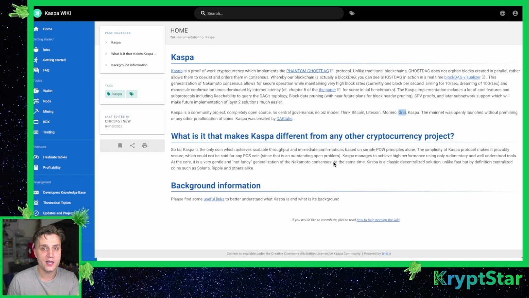Which basically they're saying that other POS coins could be taken over by a crap ton of ASIC miners that team together and decide to fork Bitcoin, something like that. Kaspa is able to achieve the high performance with the fundamental rudimentary base layer coding and well understood tools. At the core, it is a very gentle and not fancy generalization of the Nakamoto consensus. So it's very simple, very secure, and it's a competitor to Bitcoin.